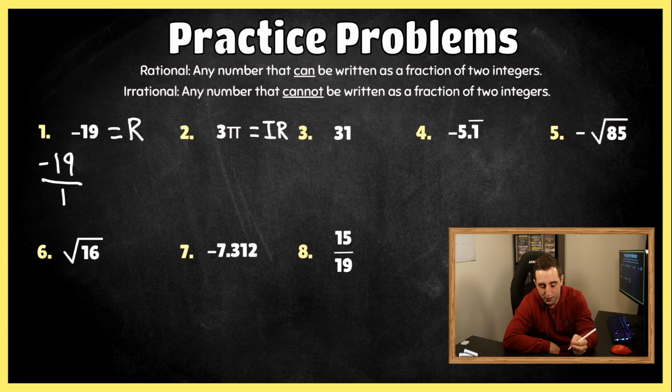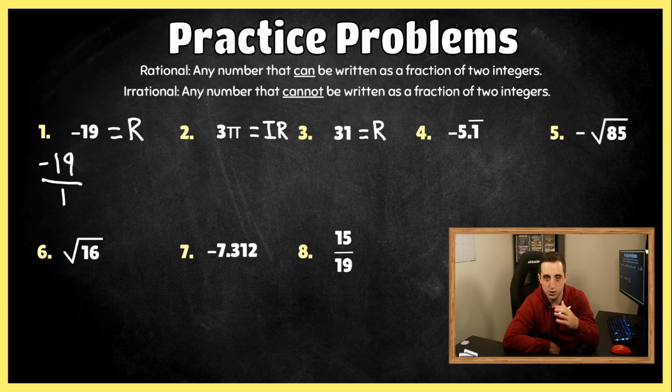Now for number 3, we have 31. Well, 31 you can simply just put over the value of 1, similar to the first one, and it's still going to give you 31 back. So we have a fraction of two integers. Number 3 is rational.